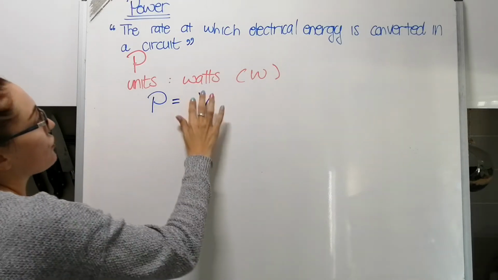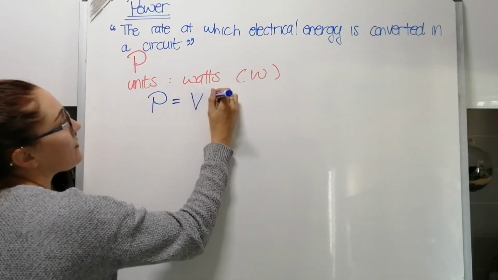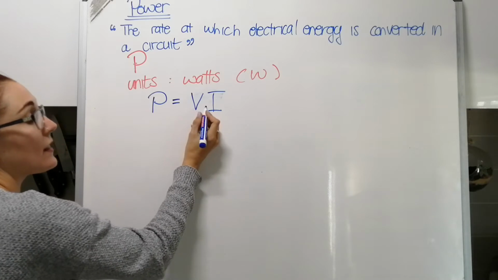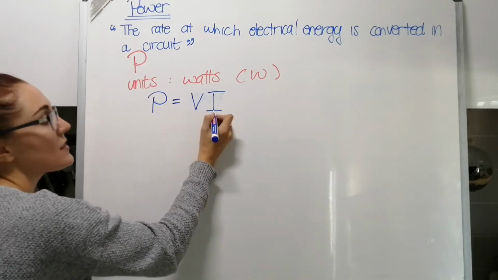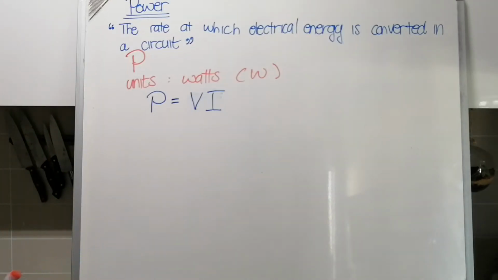Oh, it's the other way around on your sheet. Sorry, I don't want to confuse you. Still multiplication, but now it's V times I. So it's the product of the potential difference over a component multiplied by the current through that component.